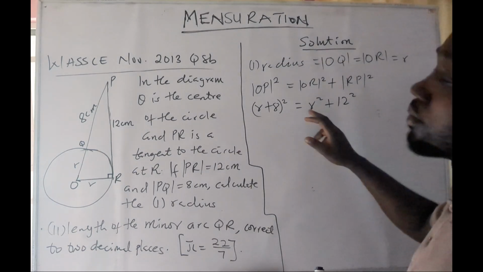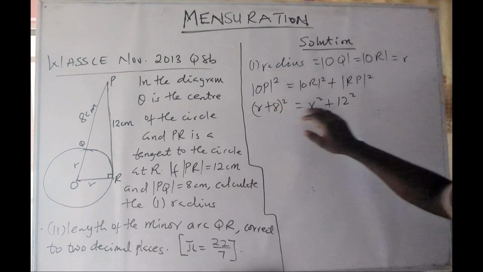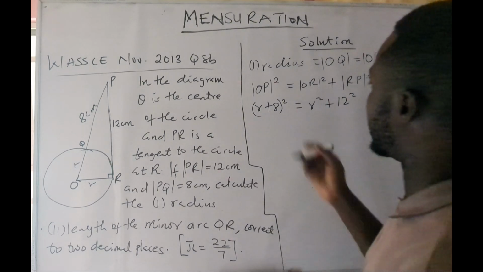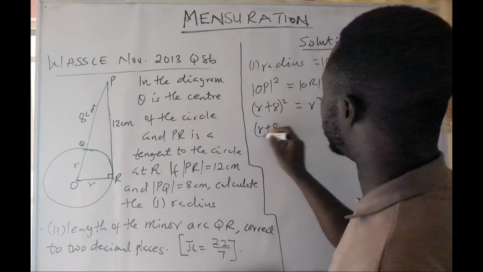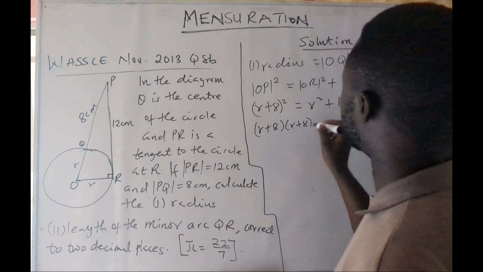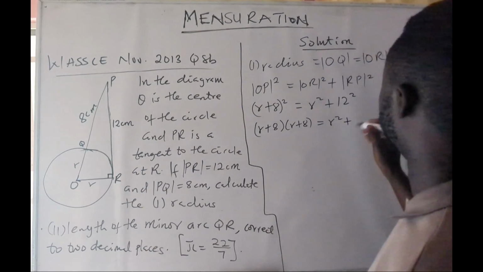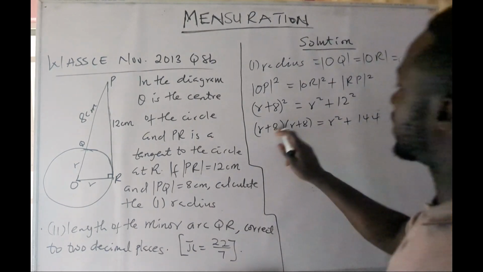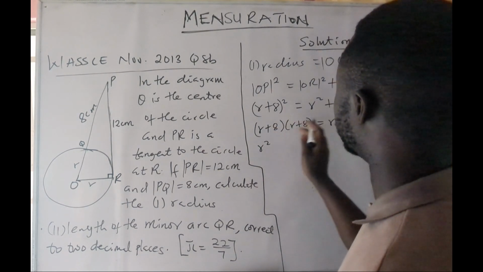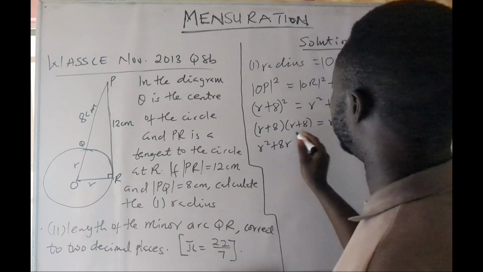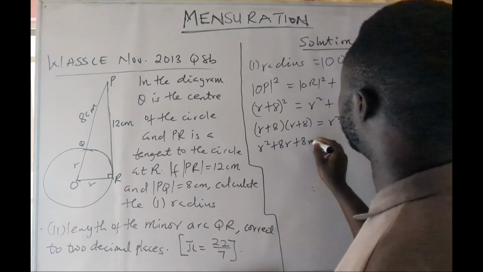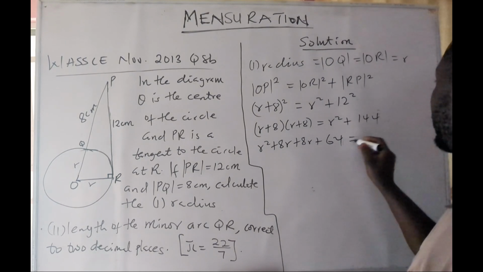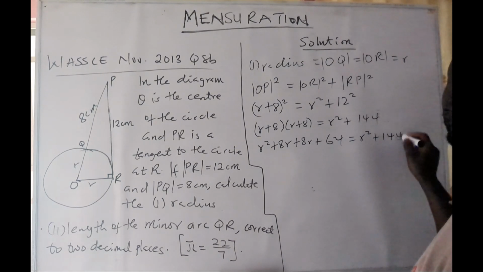So what we are going to do is to expand this. We have (r plus 8) all squared equal to r squared plus 12 squared. So this can be (r plus 8)(r plus 8), equals r squared plus, what is 12 squared? 144. Then r times r gives r squared, r times 8 gives 8r, 8 times r gives 8r, and 8 times 8 gives 64, equal to r squared plus 144.